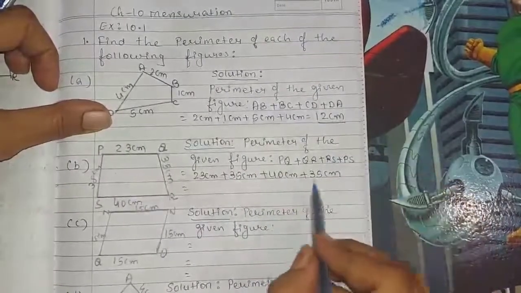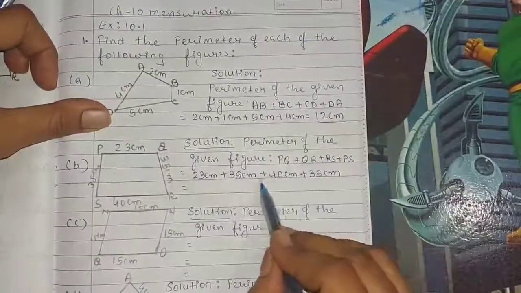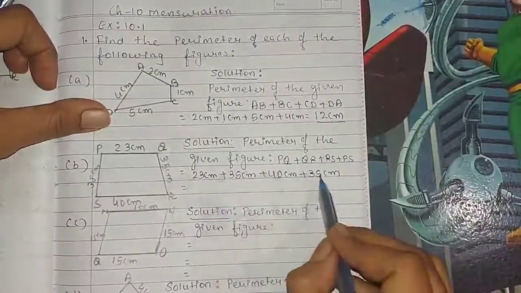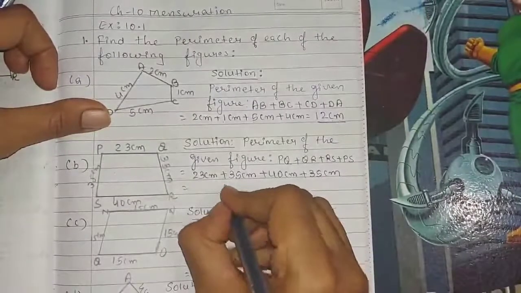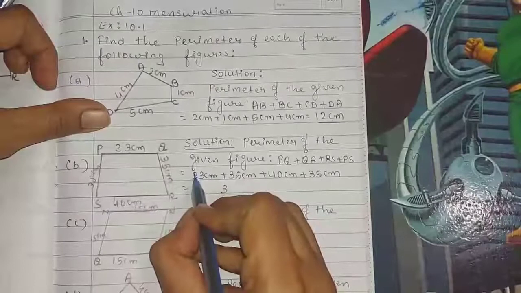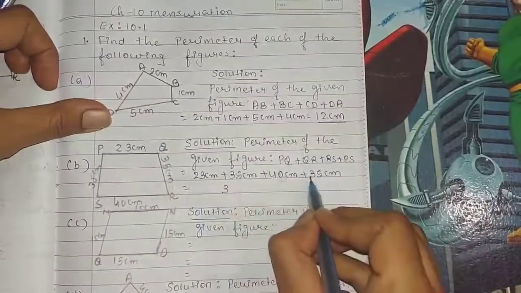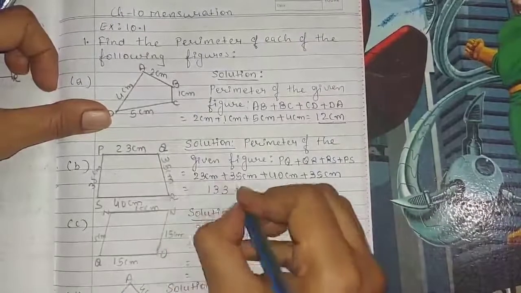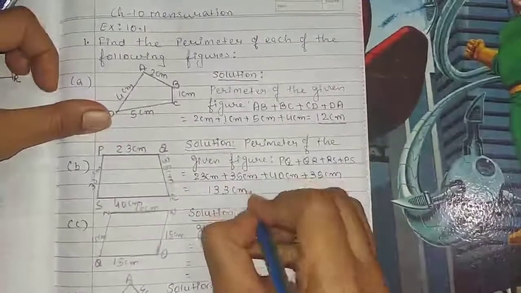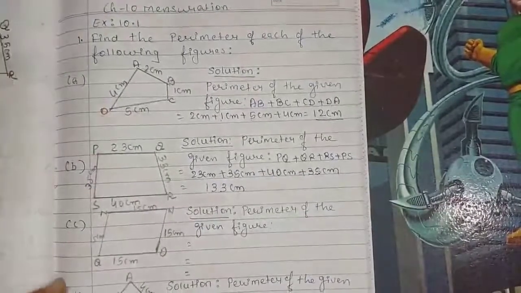Now students, if we add this, first of all let's add the ones place value. 5 plus 0 plus 5 plus 3, that is 5 plus 5 is 10, plus 3 is 13. So here 3 will come and carry 1. 2 plus 1 is 3, 3 plus 3 is 6, 6 plus 4 is 10 and 10 plus 3 is 13. So 133 is the answer of the addition, and we have to write the unit centimeter because centimeter is given here. Now question number C.